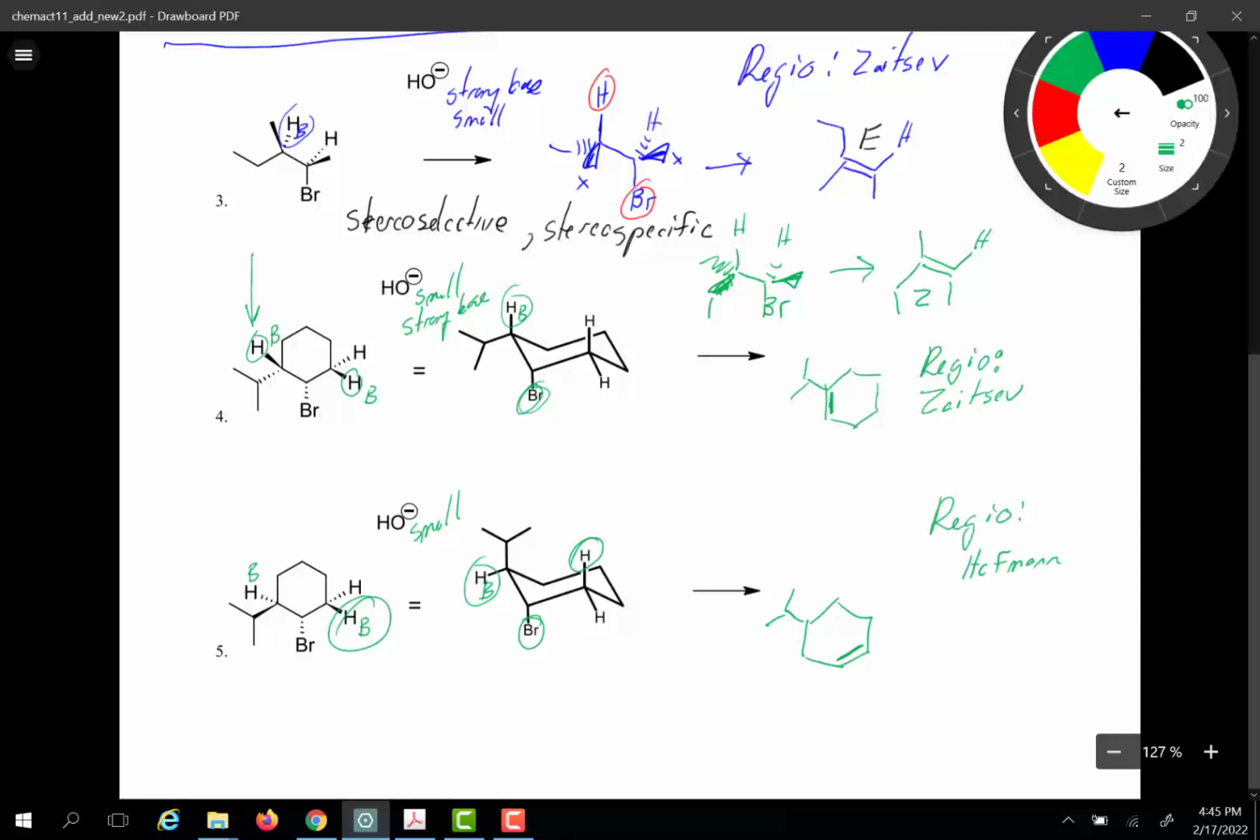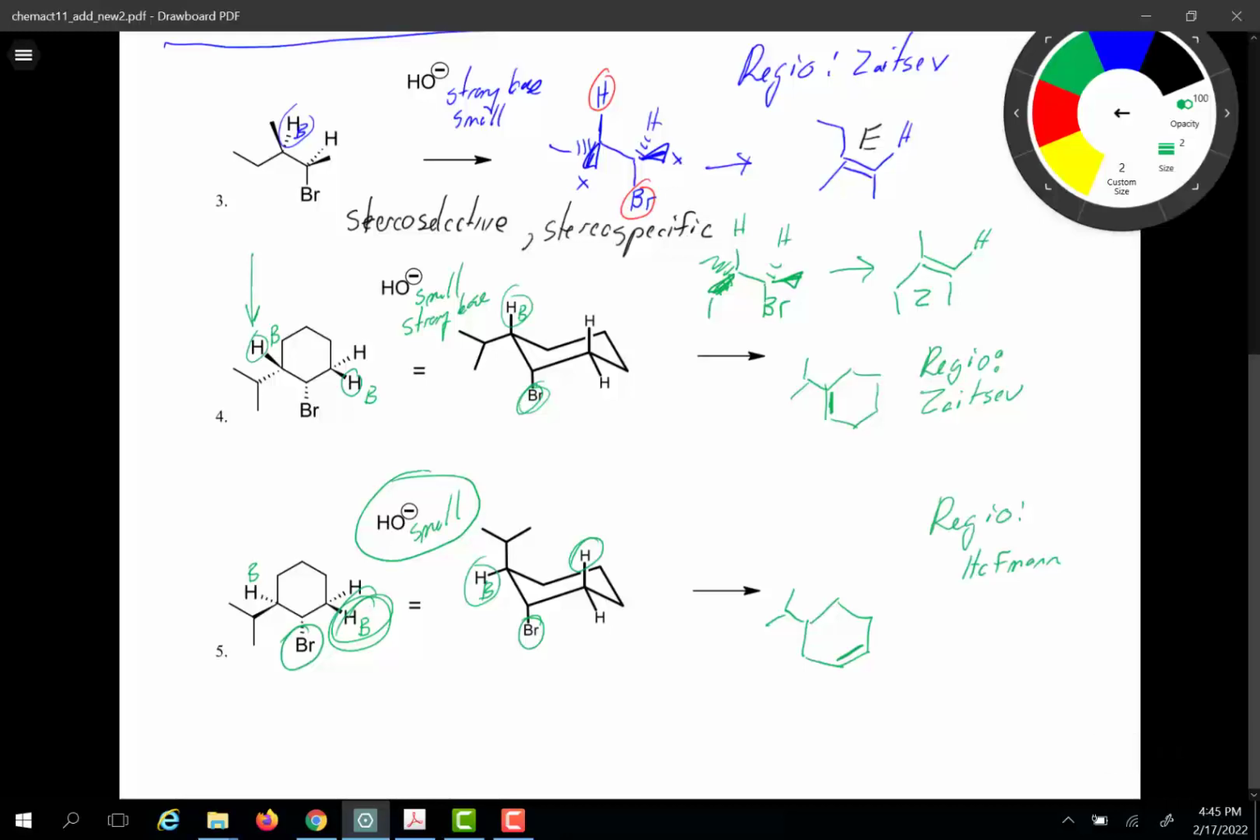So sometimes the Hofmann product will be arrived at on a ring structure even if we're using a small, strong base. So watch for this when you're working with rings and look for whether or not the beta hydrogen is in fact on the opposite side of the ring structure. As I've mentioned in class, I don't think it's important that you actually draw the chair, but look for this beta hydrogen being on the opposite side of the leaving group.